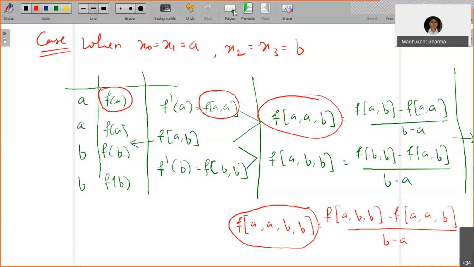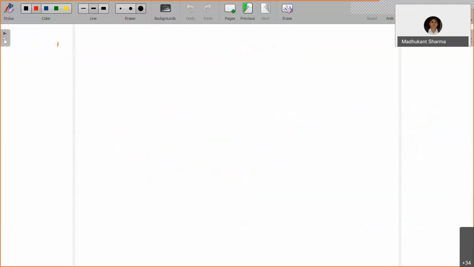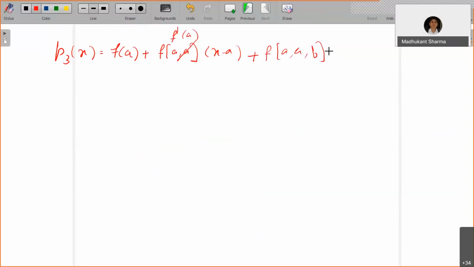Using this you can write the interpolating polynomial, which is given by, we just follow the same thing, so it is equal to f of a plus f of a comma a times x minus a, which we have replaced by f dash of a, because f is differentiable and the derivative at a is known. Now the next term is f of a, b times x minus a into x minus a, that is x minus a square, plus f of a, b, b times x minus a into x minus a into x minus b, so that is x minus a square into x minus b.